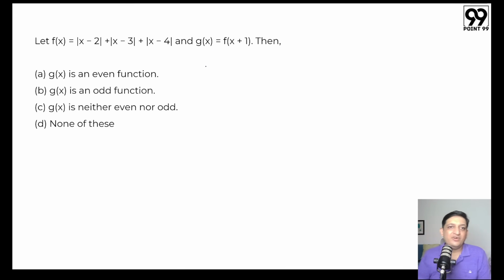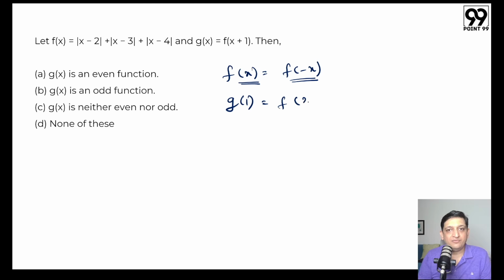Now the function is said to be an even function if f of x is the same as f of minus x, or in other words, the function should be symmetrical around the y-axis. So here if you just try to figure out g of 1 and g of minus 1, you will be able to see if it's an even function or not. So I say that let's find g of 1. Now g of 1 is going to be f of 2.